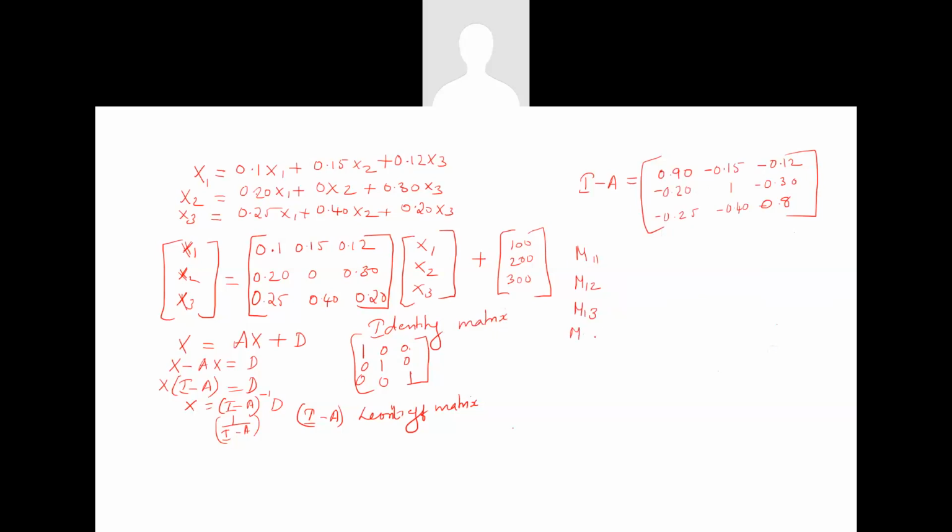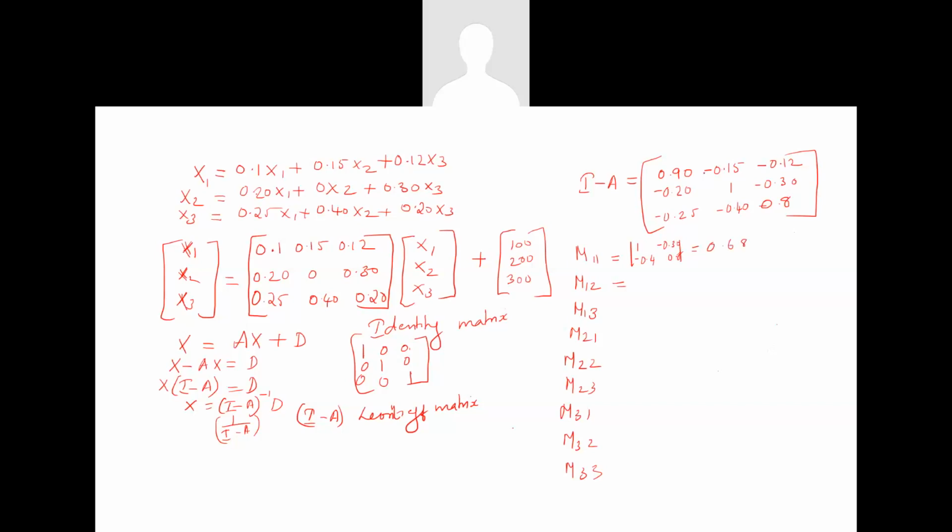Then you have M21, M22, M23. Then you have M31, M32, and M33. Of course, I'm sure you know how to calculate the minor of a matrix. To find M11, you take the matrix, delete the first row and first column, and what is remaining is 1, minus 0.30, minus 0.40, 0.8. You find the determinant of those values. When you find M11, it is equal to 0.68.